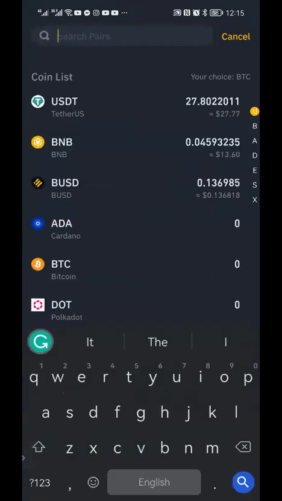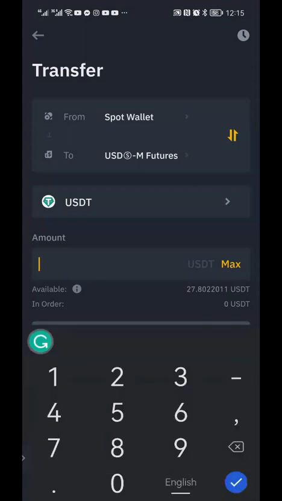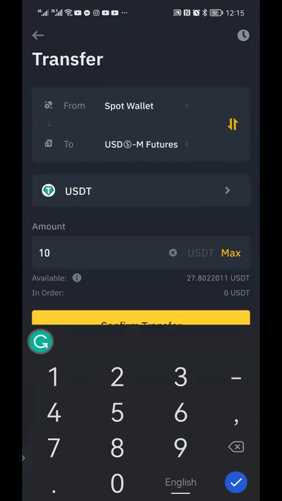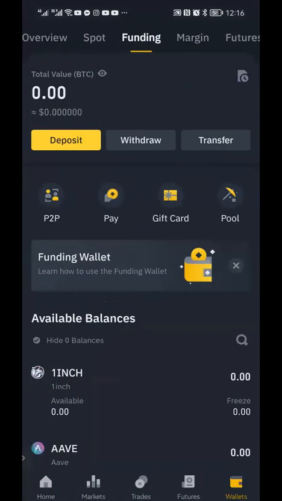So what coin do I want to move? I want to move USDT. Now I will type how much I want to move. I will type it here. Let's say I want to move 10. I'm not moving, I'm just demonstrating. Then you confirm transfer. The money will then move from spot to futures. Right now, money is in futures.